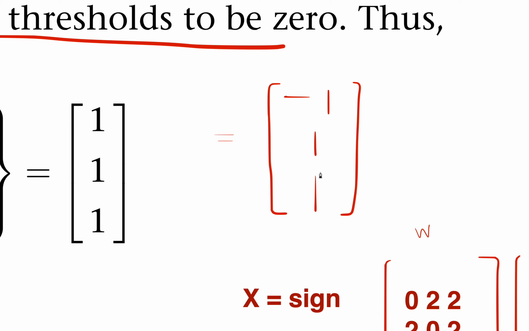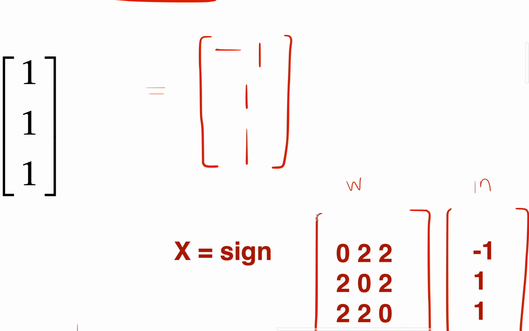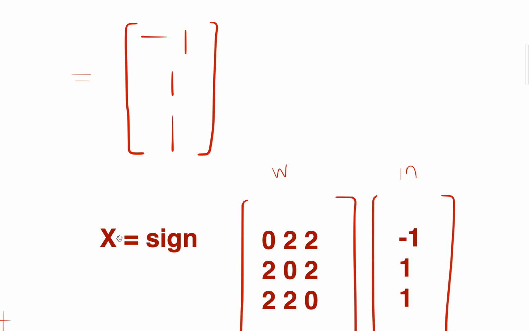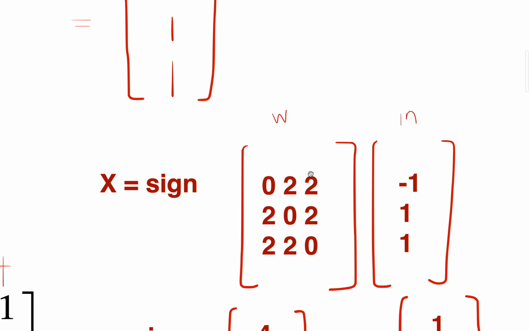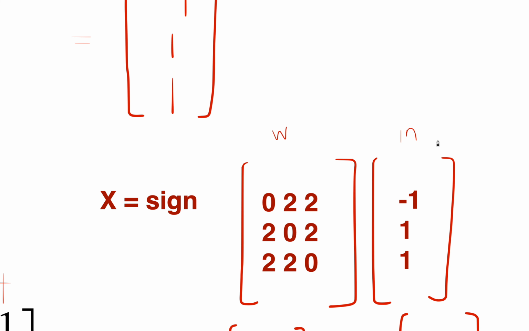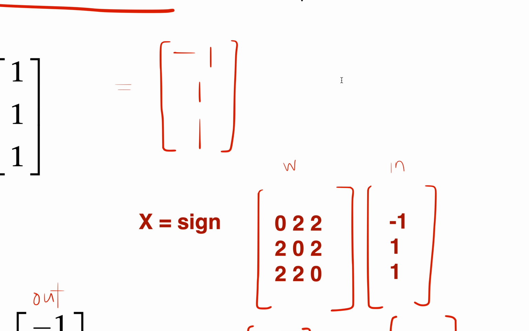So we have here negative 1, 1, 1. Okay, x is equal to sign in brackets of weight times input. The input we have now is our unstable state, negative 1, 1, 1. The formula is like this for testing: weight times input. So the input we have now is the unstable state negative 1, 1, 1, and the weight we calculated in step 1 is multiplied with negative 1, 1, 1.